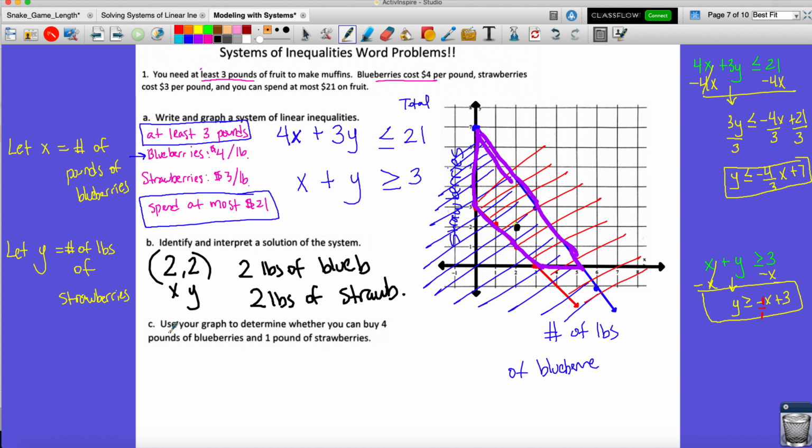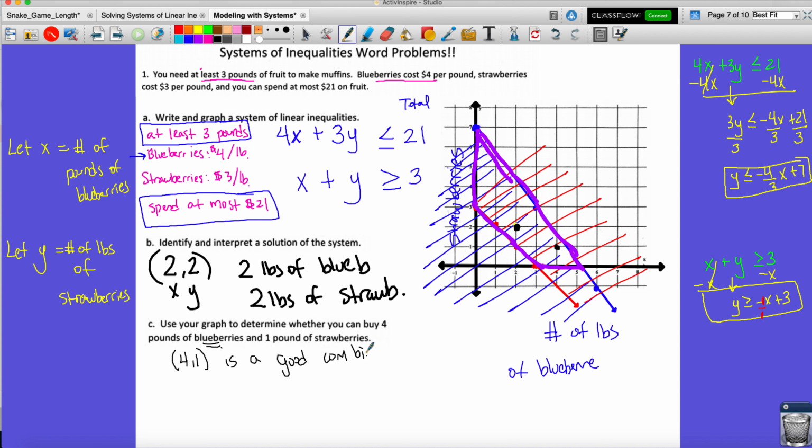And part C now says use your graph to determine whether you can buy 4 pounds of blueberries and 1 pound of strawberries. Remember, down here is blueberries, on the side here is strawberries. So let's go and check that out. 4 comma 1 is here. Is this in the shaded area? It looks like it is. So I'm going to say 4 comma 1, 4 being the number of blueberries, which is the x-axis, 1 being strawberries, that's this axis here, is a good combination to buy.